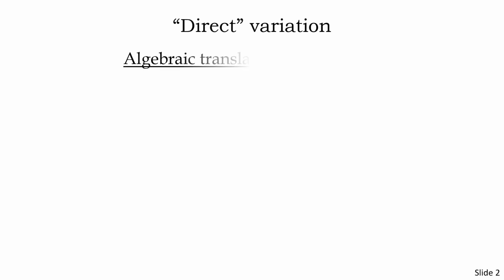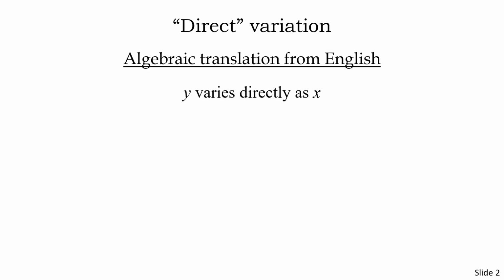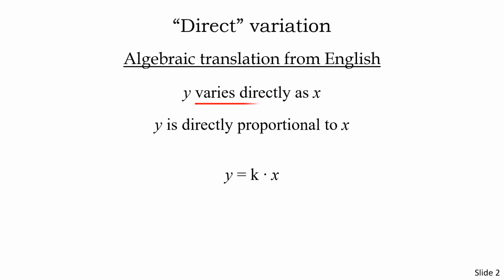Direct variation. If we translate from the English, this is what it would look like in English. Y varies directly as x, or y is directly proportional to x. If we translated it, we'd write it as y equals k times x, where the "varies directly as" or "is directly proportional to" is the equals k times.